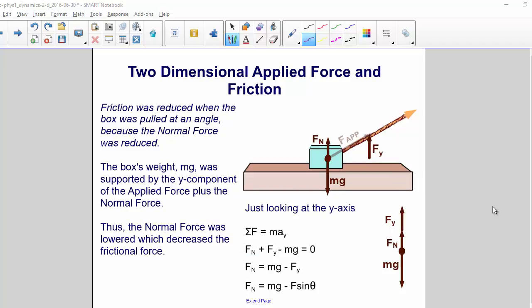Friction was reduced when the box was pulled at an angle because the normal force was reduced. You can see when just looking at the y-axis that the normal force plus the force applied in the y direction minus mg equals 0, so that the normal force is equal to mg minus the applied force in the y direction, making the normal force less than mg.